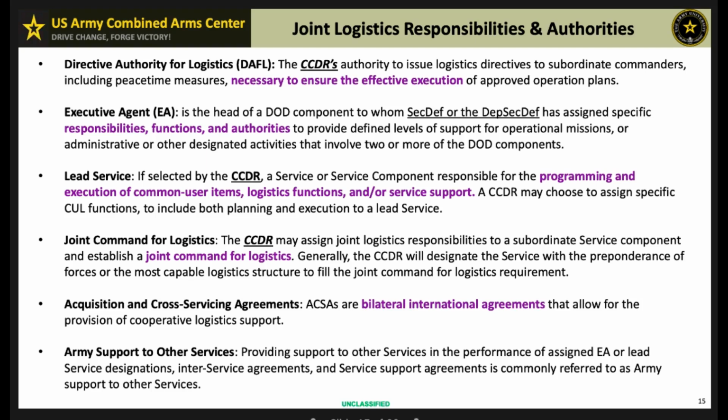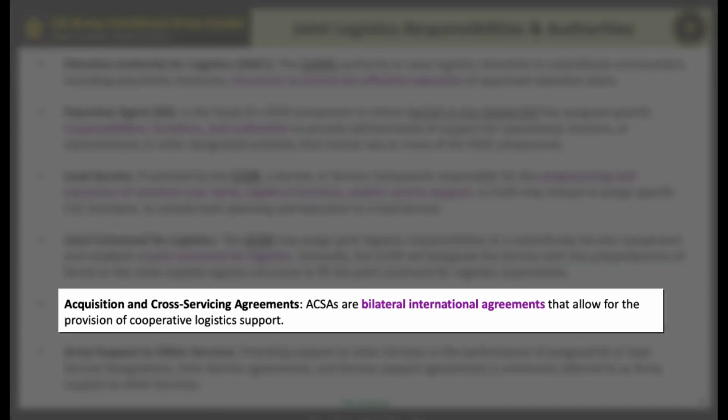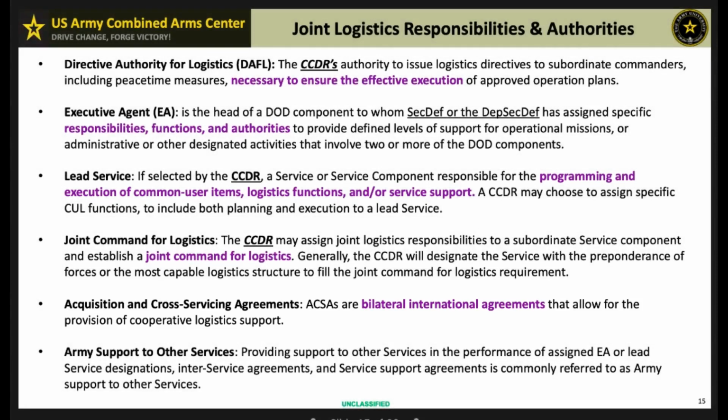These are a reminder of some of the joint logistics responsibilities and authorities, mainly the terms that we've talked about in this lesson. Let me just focus real fast on the acquisition and cross-servicing agreements. AXAs are the bilateral international agreements that allow for the provision of cooperative logistics support, very important when planning.